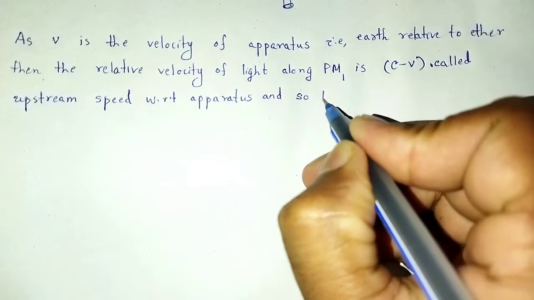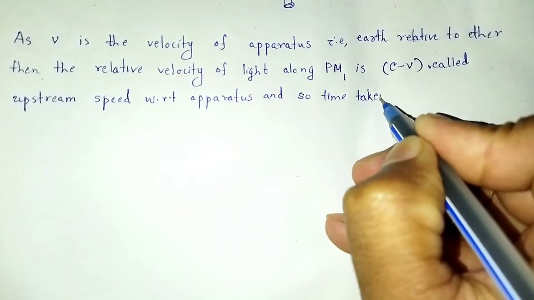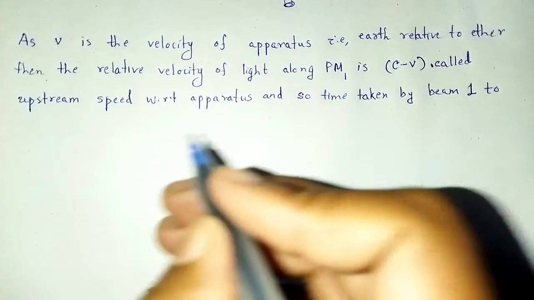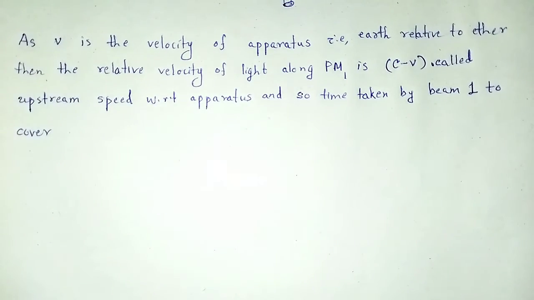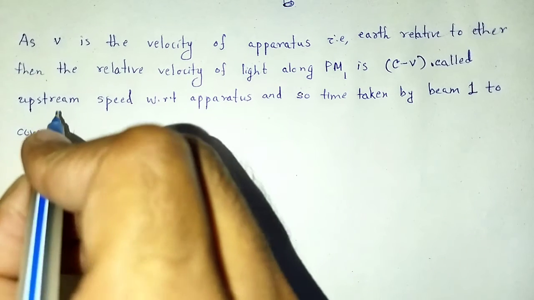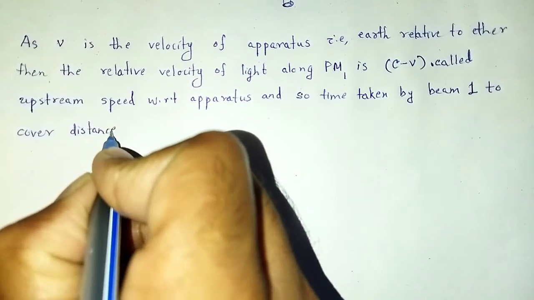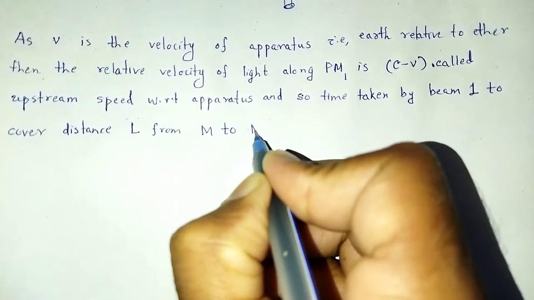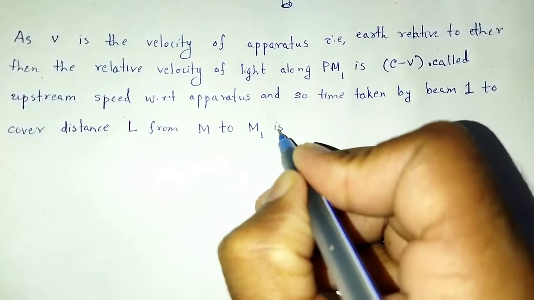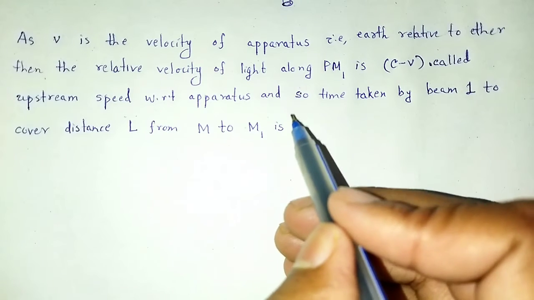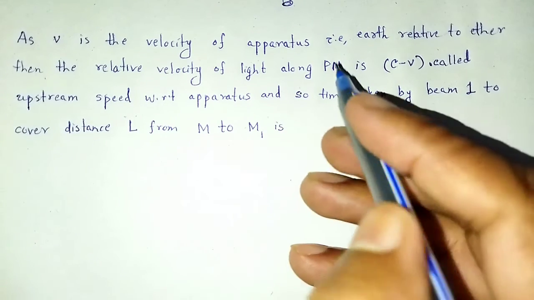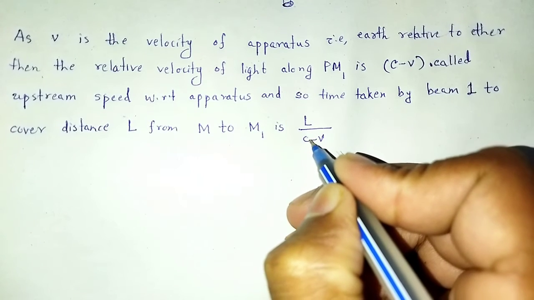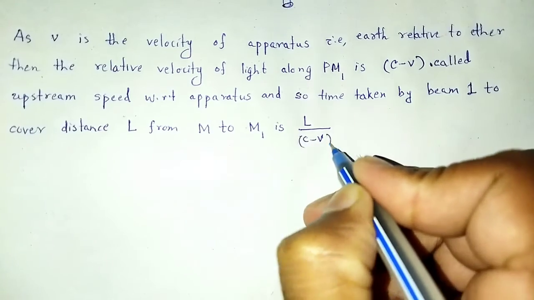and so the time taken by beam 1 to cover distance L from P to M1 is, since velocity is equal to distance by time, L divided by C minus V.